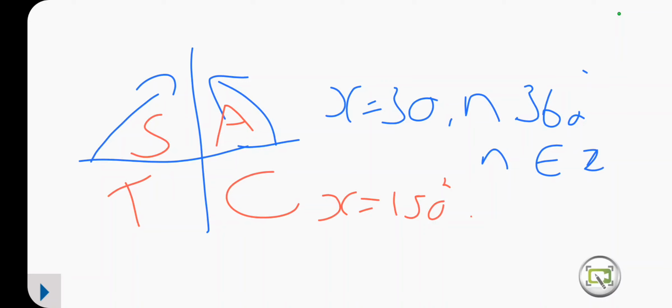And again, it has a cycle of 360, so we can say plus n times 360, and n is an element of z.